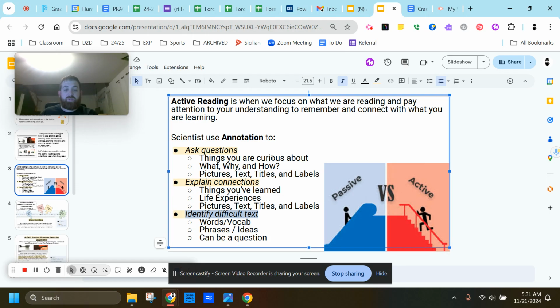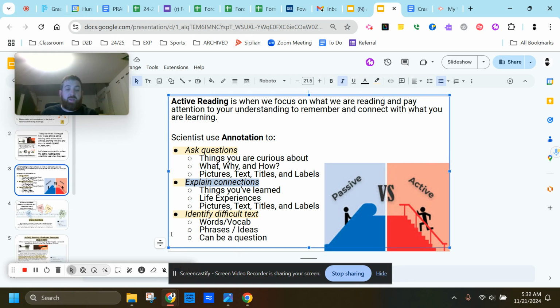When asking questions, we have to think about things we're curious about. If we read something, does it spark our interest? What are we curious about learning more of or knowing more about? We have to ask questions: the what, the why, the how. Why is this happening? How does this happen? What is this idea exactly? And we have to make sure we ask questions about everything: pictures, text, titles, labels, not just what we read in the paragraphs.